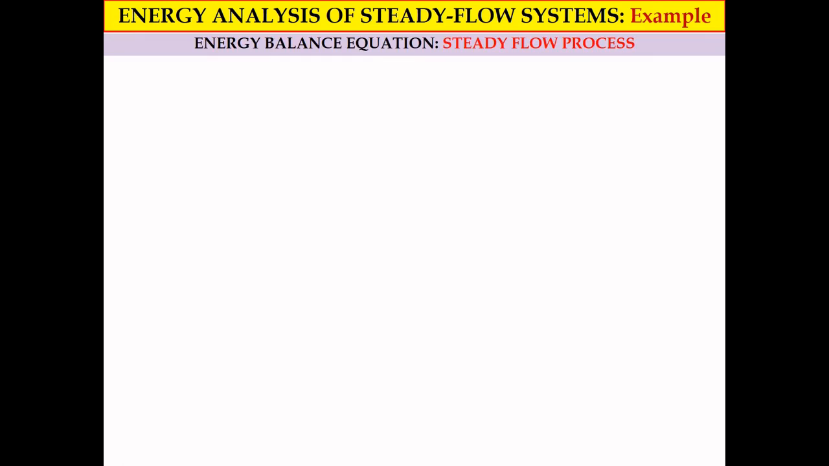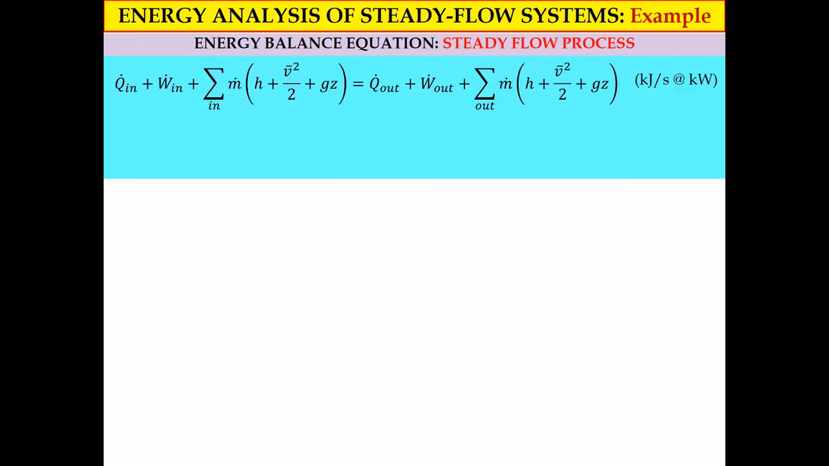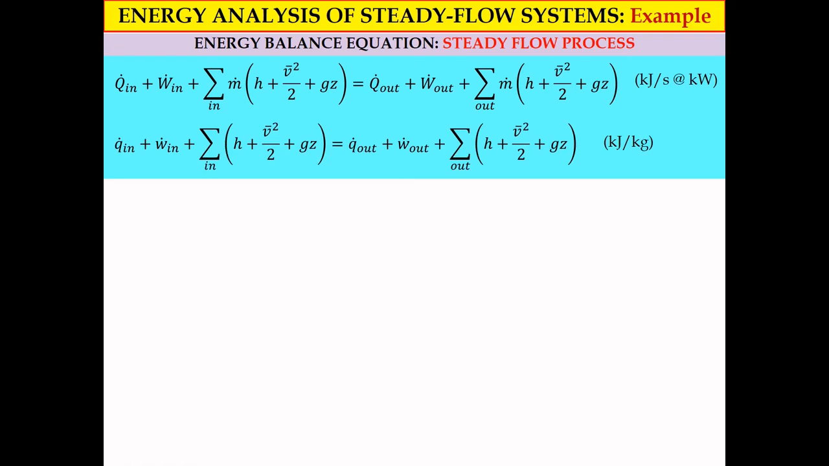We want to apply the energy balance equation for the open system, and we try to identify which terms we need to include in the equation and which terms we need to exclude. For the steady flow process, we have the equation in terms of rate of energy balance in units of kilojoule per second or kilowatt, or we can also use the unit of kilojoule per kg, as shown in this slide.